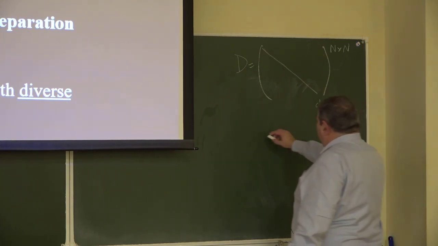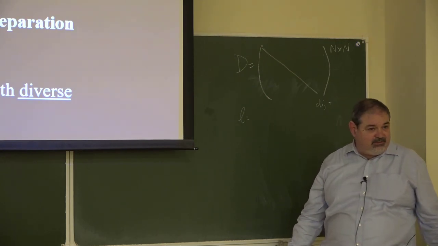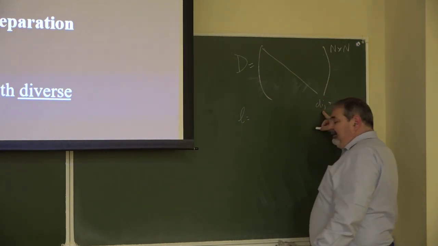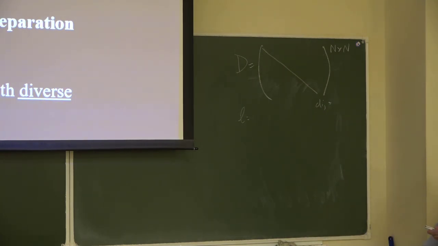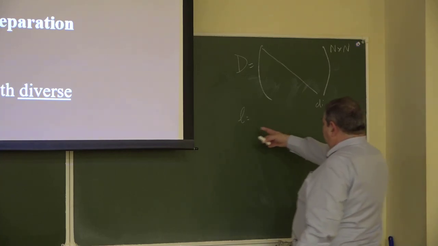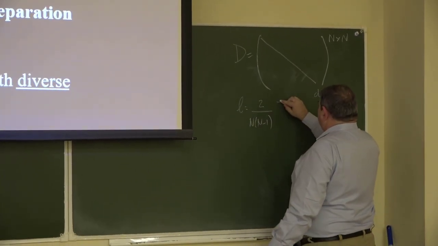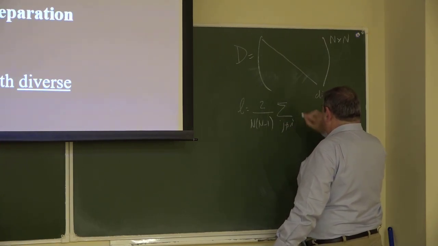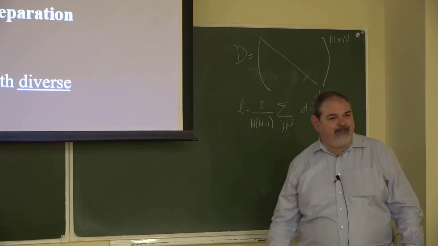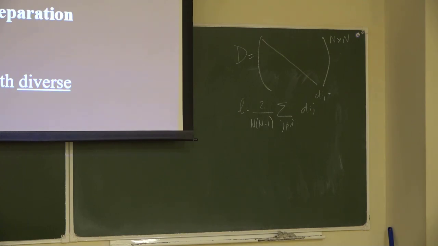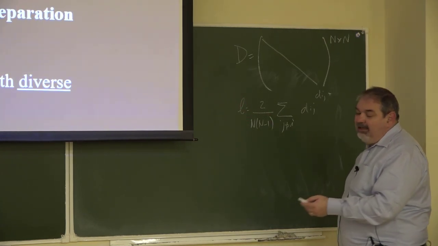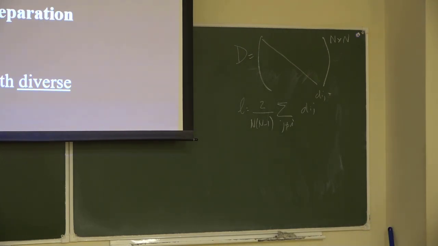Now, the shortest path L of the network is defined as follows. Of course, in an undirected network, the shortest path from i to j is equal to the shortest path from j to i, because all the links are bidirectional. So it can be defined as 2 divided by n(n minus 1), times the sum over j different from i of dij. It's called the shortest path of the network, or the average shortest path.